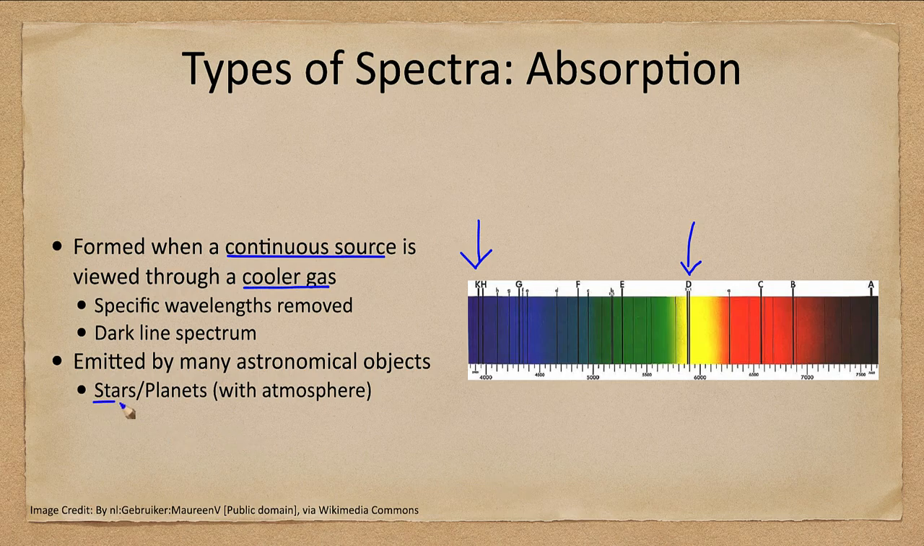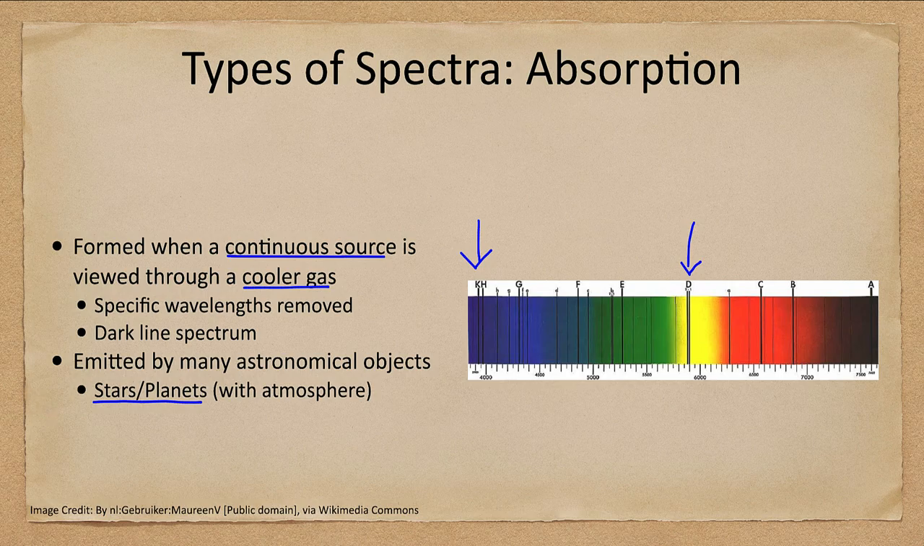So if we look at stars and planets with the atmosphere, we would get a spectrum like this. So this is what we would see for the sun. And again, that tells us at least what the sun is made up of. At least we can know what material is present there.